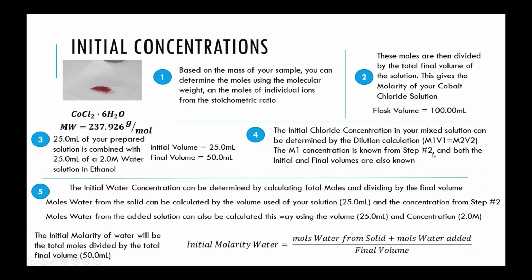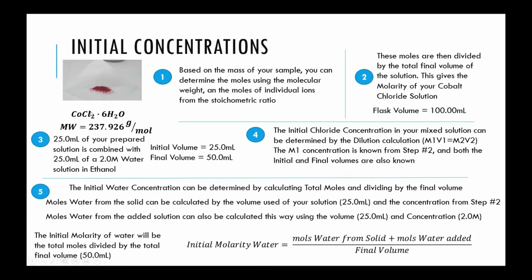So M1V1 equals M2V2. The initial concentration, that M1, is determined by step number 2 right here, where you're determining what the concentration is in your flask. V1 would be 25 milliliters. You're using 25 milliliters of that solution. You're trying to figure out what the final concentration is, M2. And the final volume is 50 milliliters. You have 25 plus 25, so that gives a final volume of 50 milliliters. And from that, you can determine the concentration in your mixture of both the cobalt ion and the chloride ion.